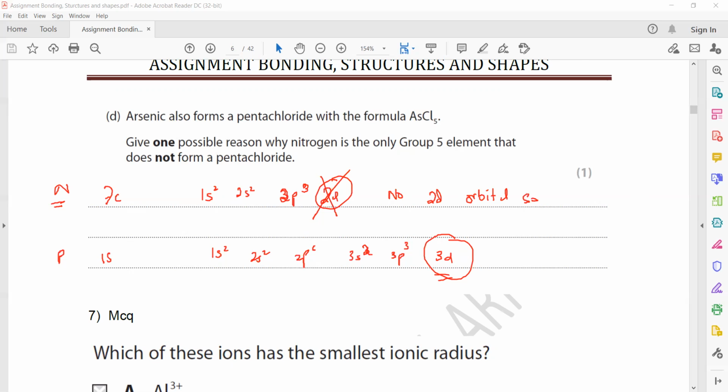So nitrogen cannot expand its octet. It cannot have more than 8. As you can see, tin or Sb or arsenic can have 5 bonds, adjusting 10 electrons in the outermost shell, but in the case of nitrogen, the maximum it can adjust is 8 electrons in the outermost shell.